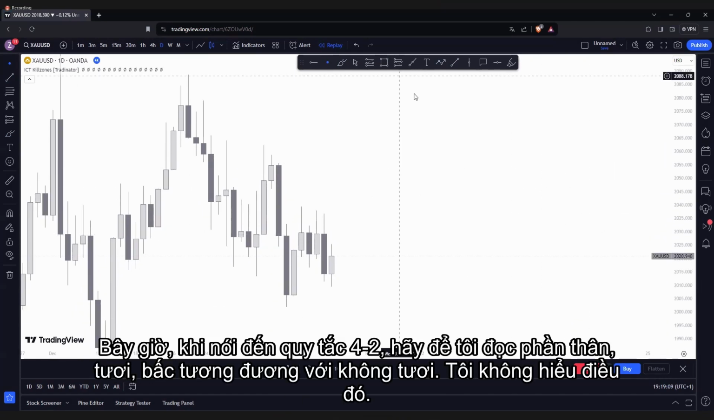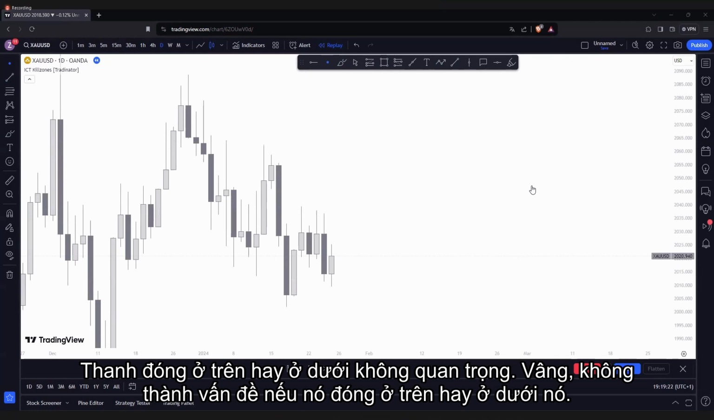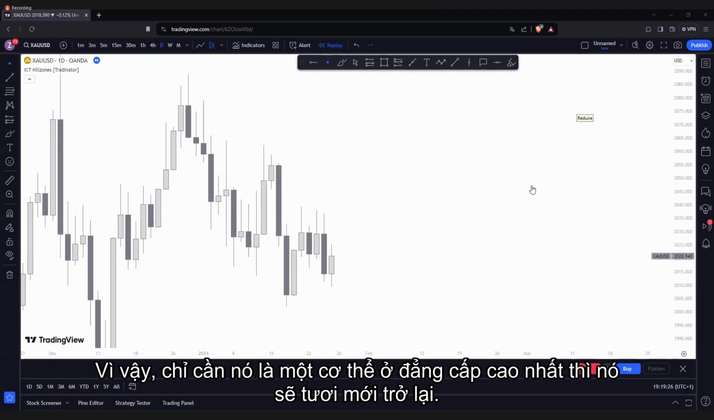Now, when it comes to the 4-2 rule, let me just read: body fresh, wick equals unfresh. I didn't get that. Bar close above or below does not matter. Yeah, it doesn't matter if it closes above or below it. As long as it's a body on top of the level, it makes it fresh again.